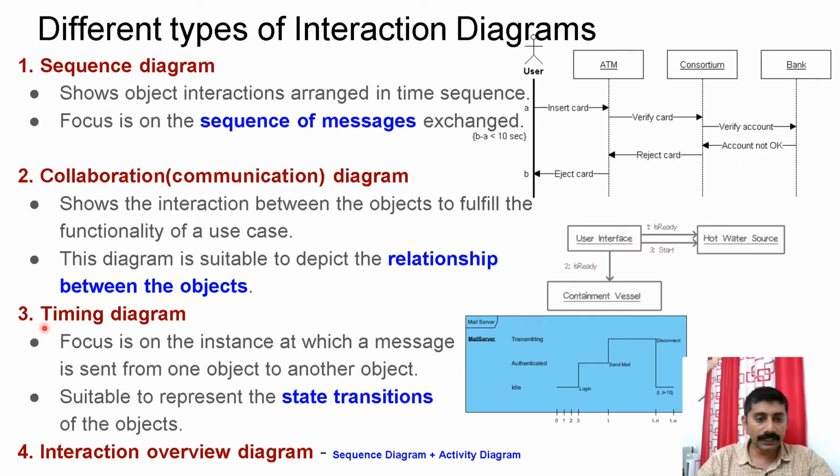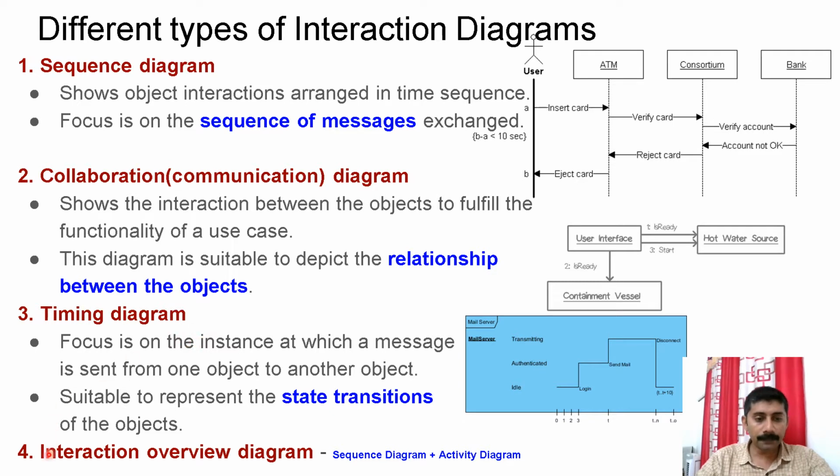The next type of interaction diagram is the timing diagram. The focus is on the instant at which a message is sent from one object to another object, and it is suitable to represent the state transition of the object. This diagram focuses on the state changes happening in the object and at what time that state change is happening. That is highlighted in the timing diagram.